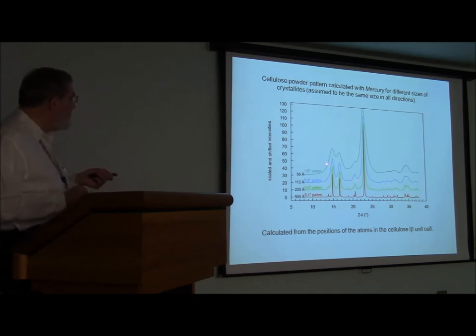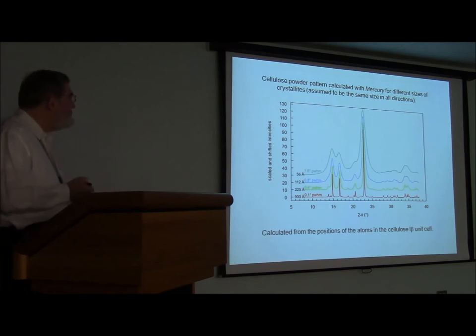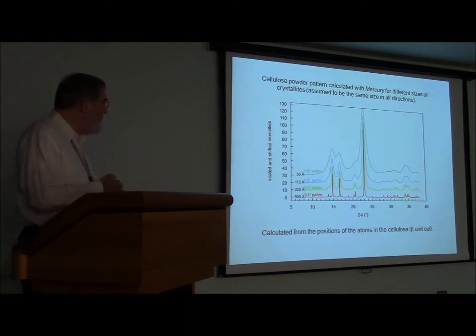And now we're down into the range where cotton might be found, with a 56 angstrom crystal at 1.6 degrees of peak width at half height. So this gives you a feel for what we can do with this method already to understand the relationship between the diffraction pattern and the crystallite size.